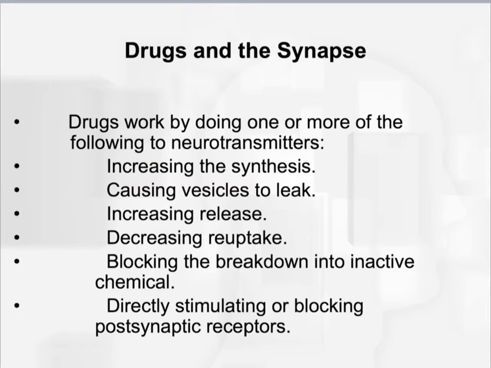So drugs have only a certain number of mechanisms by which they can work. They will work either by increasing the synthesis, so increasing the amount of neurotransmitter that's actually produced. They can cause those vesicles, those little tiny bundles, to leak. They can increase the release, like a quick burst. Cocaine is one of the things that we know a lot about in quick bursts of dopamine release, meaning that you get a very quick high, but then you also get a very quick low once the euphoria wears off.